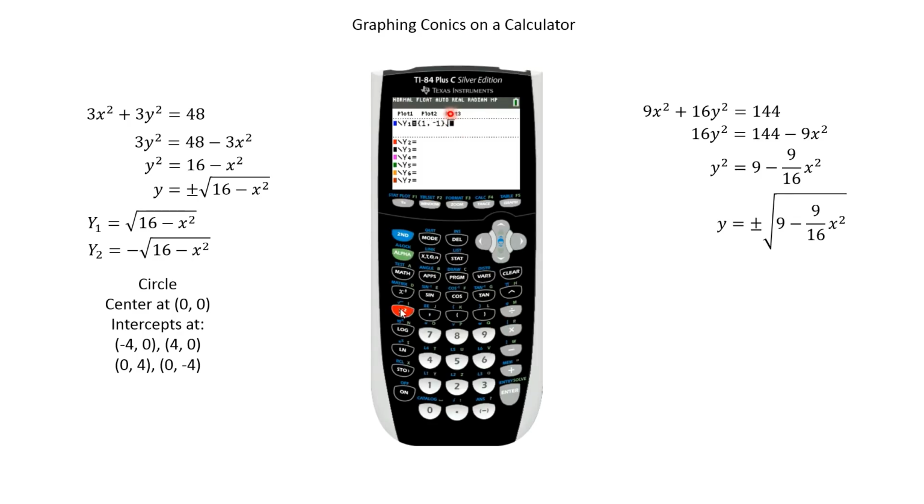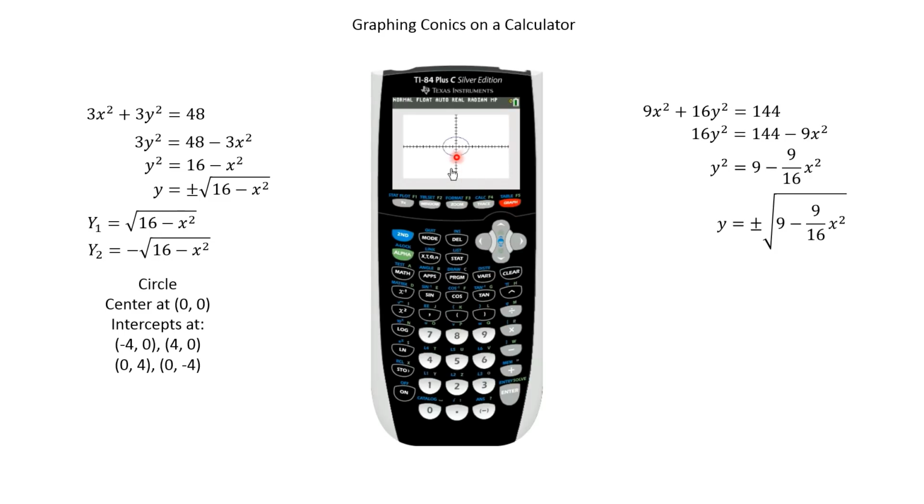Now, technically we need parentheses after that to make sure we got everything, but the square root counts as parentheses. If we had an extra thing on the outside of the square root, we would need the parentheses for the function. Speaking of parentheses, notice 9/16 I put in parentheses, so I didn't accidentally do 9 divided by 16x squared. Then we graph it.